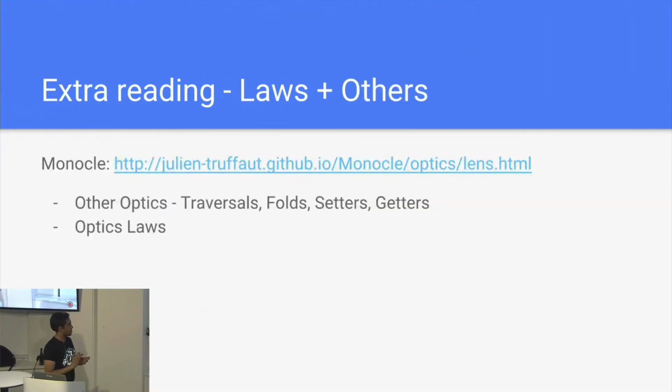That's pretty much it for the talk. Some extra reading I'd recommend if you're interested in this is to check out the Monocle documentation. Basically, I paraphrase the documentation. It goes through all of this stuff. It also talks about the other types of optics you can have, like traversals, folds, setters, and getters. And also talks about the laws. So we briefly touched on laws, but essentially the relationship has to follow certain behavior in order to actually be an optic. Yeah, and that's about it.